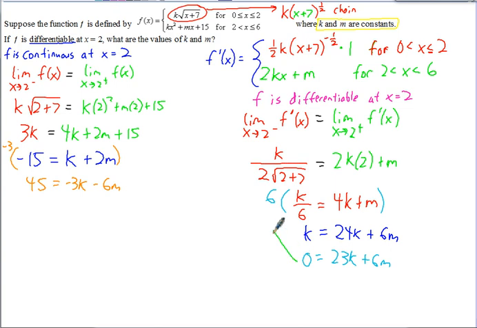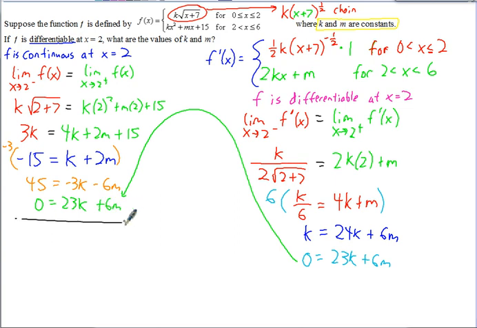And if we bring this one over, that's 0 equals 23k plus 6m. Add them together, 45 and 0 gives you 45. 23k minus 3k, that's 20k. The m's eliminate, which is what I wanted. And then divide by 20.